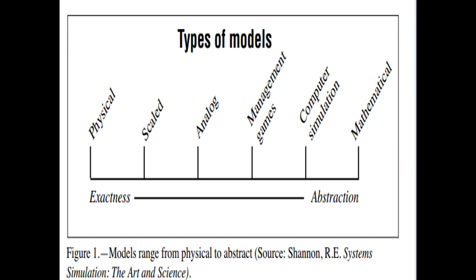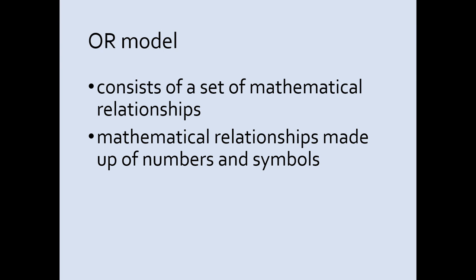There are mainly two types of models: physical exact and mathematical abstract. In between, there are many types of modeling: scaled, analog, management games, computer simulation. We should remember this. Now, let us come to our model, which we are going to use in management science or OR.